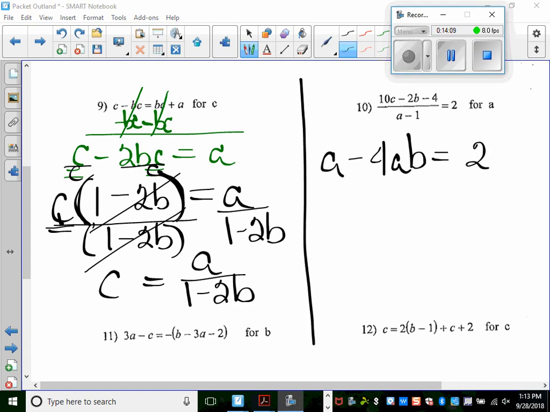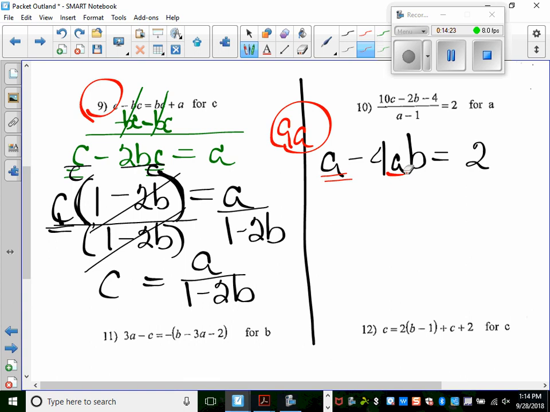All right, so we'll make up one. Let's just call this 9A. So let's make up one where you would have to factor out the common term, and we want to solve for A. We want to isolate A, but I see A in two different terms. So I'm going to factor out that A on the outside, and then I'm going to divide by A.